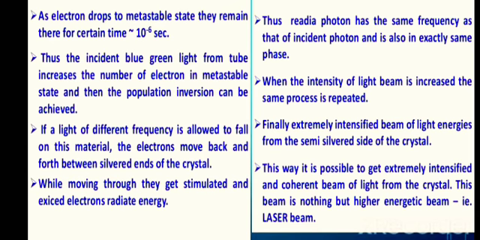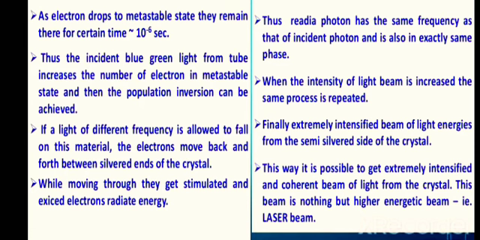Thus, the blue-green light from the tube increases the number of electrons in the metastable state, and then population inversion can be achieved. If light of a different frequency is allowed to fall on this material, the electrons move back and forth between the silvered ends of the crystal. While moving through, they get stimulated and the excited electrons radiate energy. Thus, the radiated photon has the same frequency as that of the incident photon and is also exactly in phase.